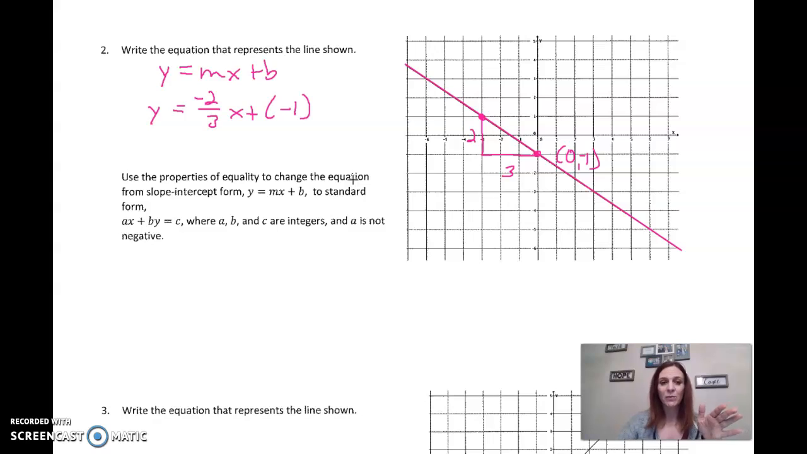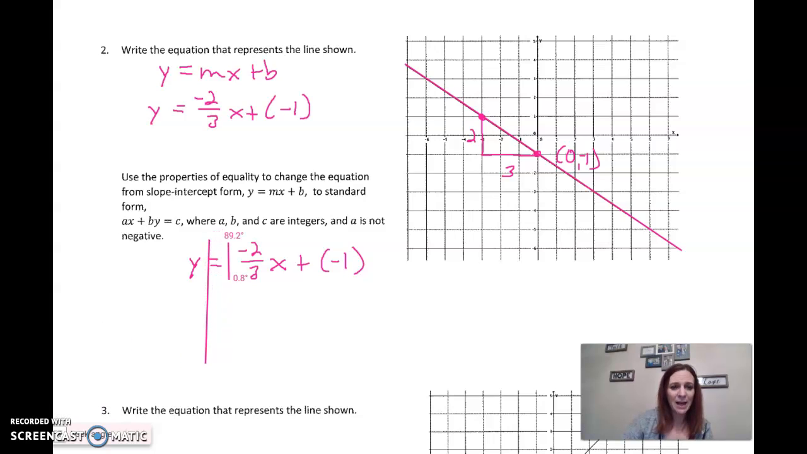We've written it in slope-intercept form. Now the same thing down here. We want to change this into standard form. So I bring down y equals negative 2/3 times x plus a negative 1. And same as before, I want to get my x and y term together on the left side. So I'm going to get rid of it here on the right, move it over here to the left. So I'm going to add 2/3 x to both sides.